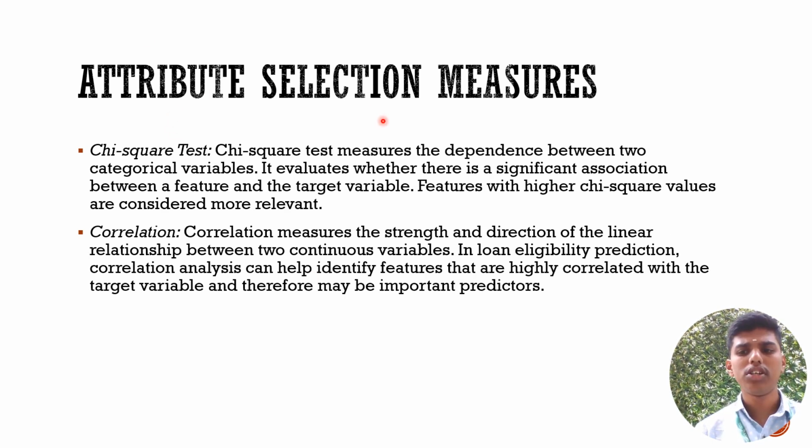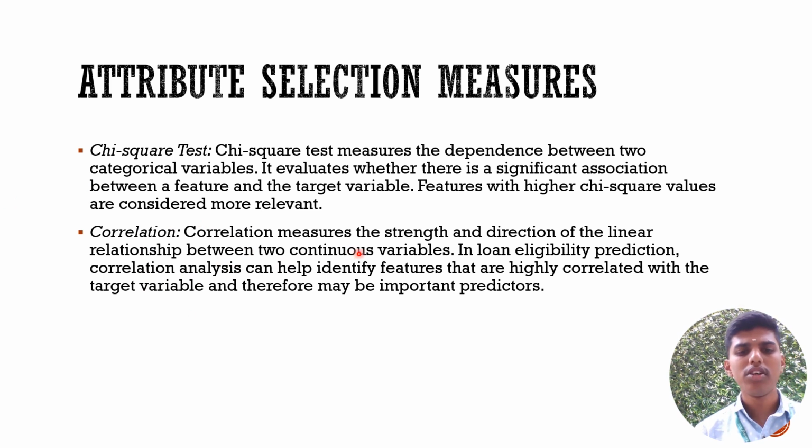Next, attribute selection measures. So there are chi-square tests. The chi-square test measures the dependence between two categorical variables. It evaluates whether there is a significant association between a feature and a target variable. Features with higher chi-square values are considered more relevant.